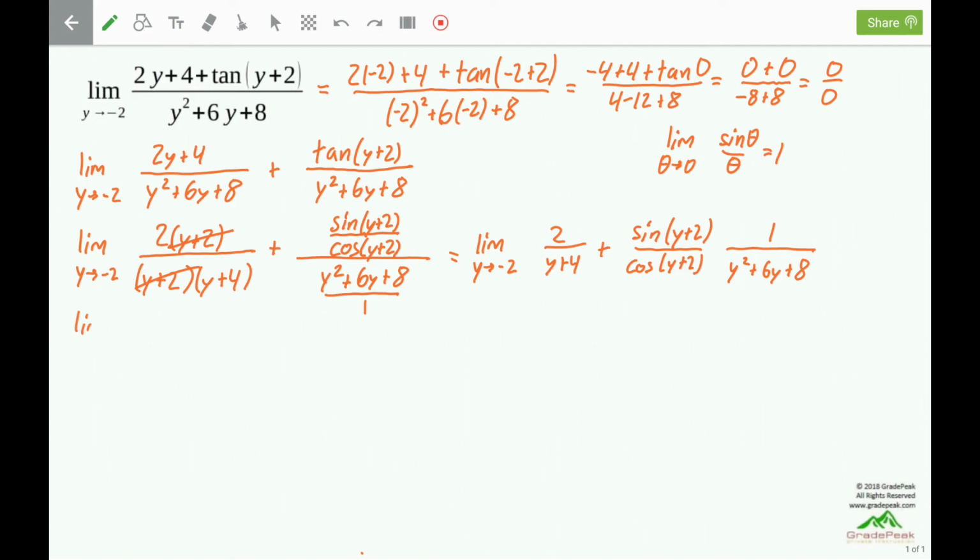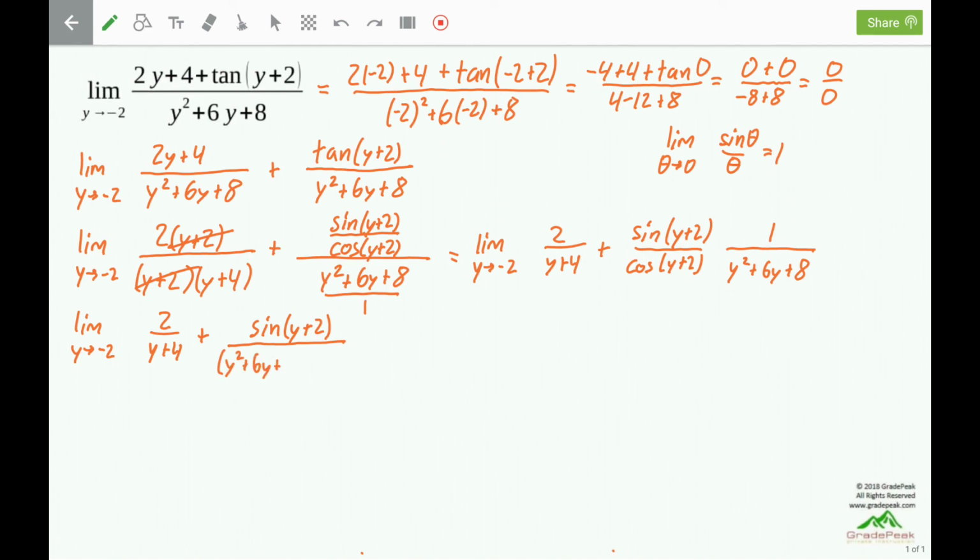Our next step is then to multiply those two fractions. We're going to leave this first one alone, and we're going to multiply the two fractions to make a single second fraction. Sine of y plus 2 times 1 will give us sine of y plus 2, and it will be over y squared plus 6y plus 8.